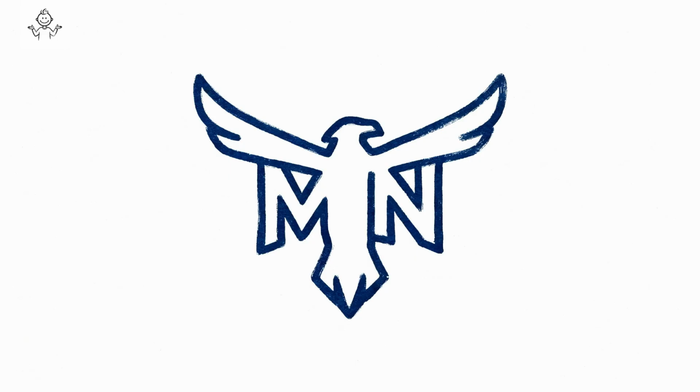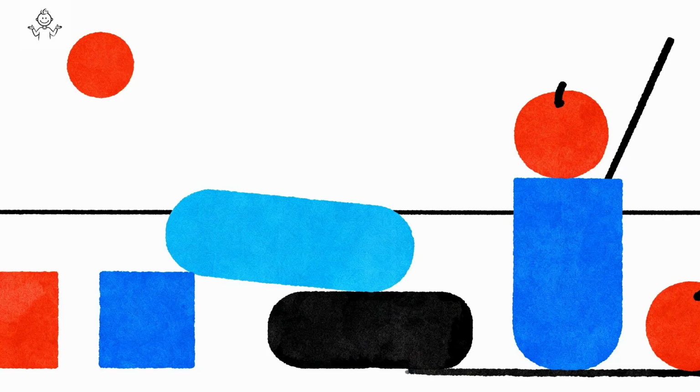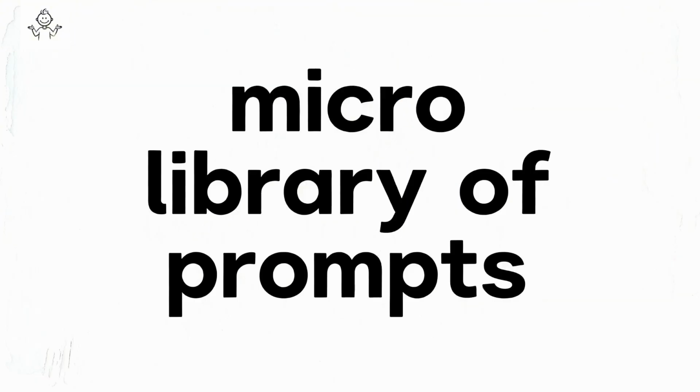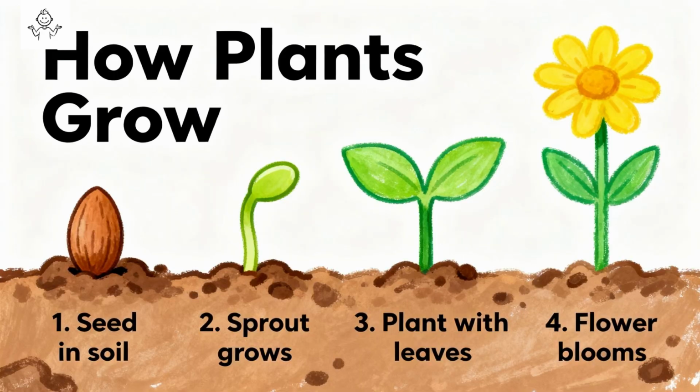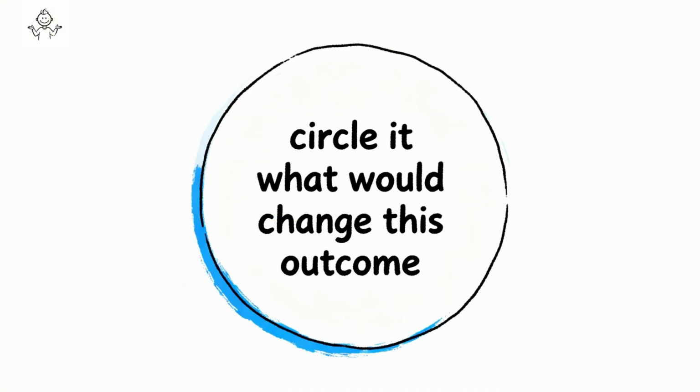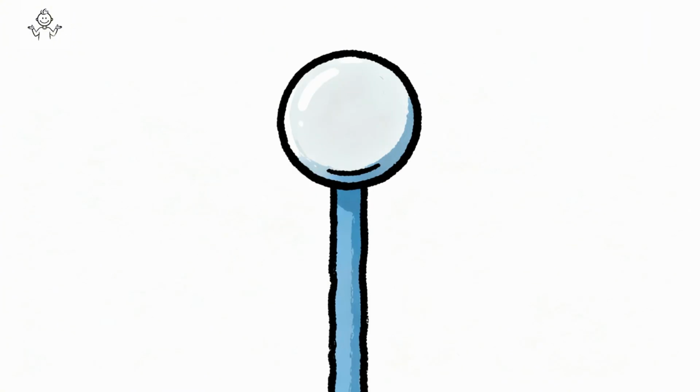Feynman's spirit in one line: what I cannot create, I do not understand. Create explanations. Create predictions. Create small experiments. Micro library of prompts, use these verbatim. Explain to a 12-year-old. Where exactly do I wave my hands? Circle it. What would change this outcome? Name one knob. Give me a back-of-the-envelope number. Where does this metaphor break?